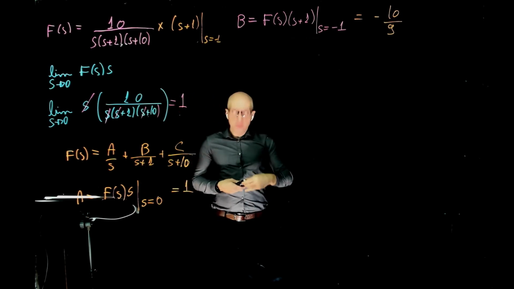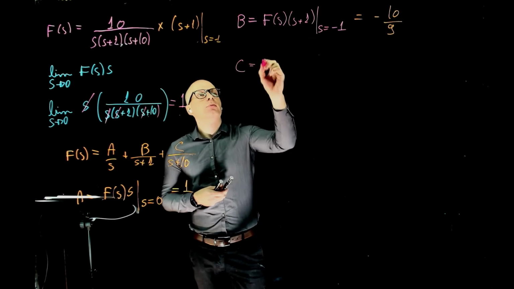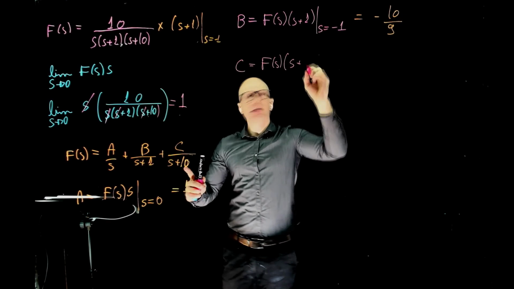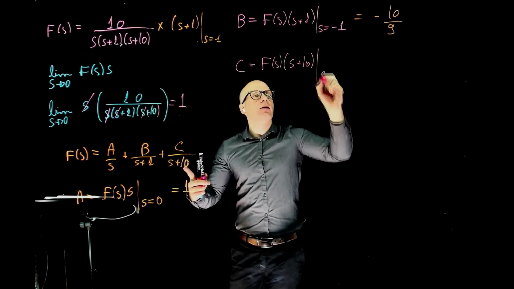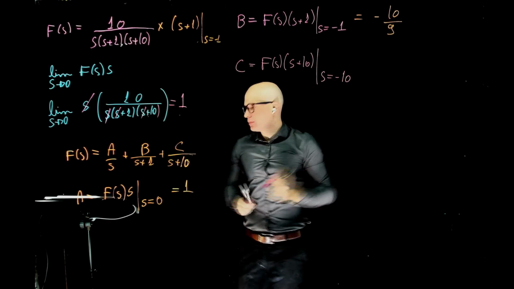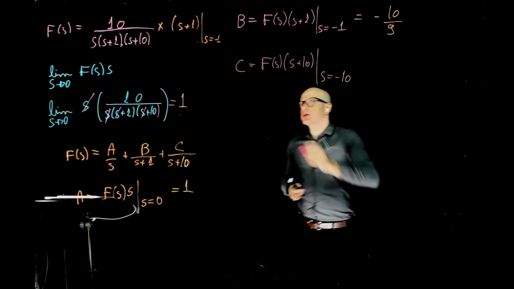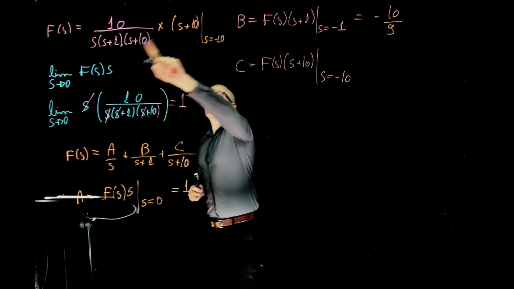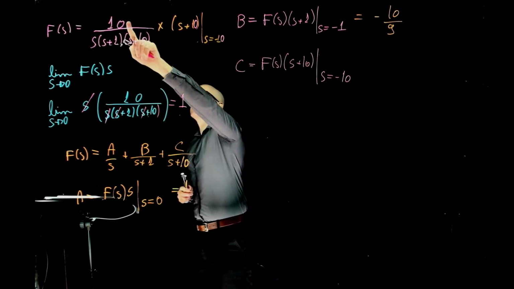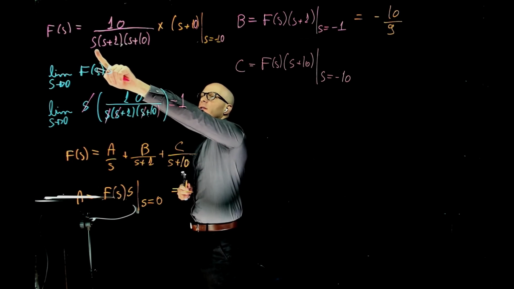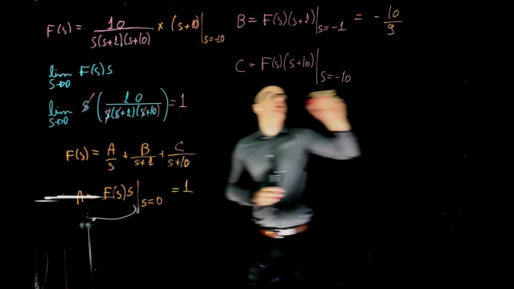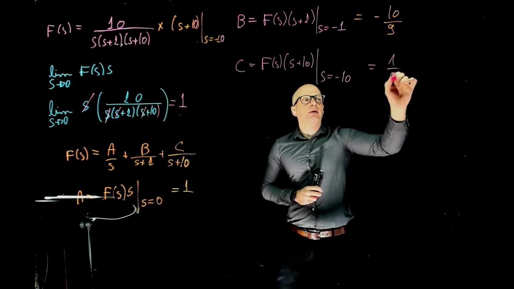And finally, C is F(s) multiplied by (s plus 10), making s tend to negative 10. Following the same procedure, we multiply by s plus 10 and make s negative 10. This (s plus 10) and that (s plus 10) cancel out. So 10 divided by negative 10 is negative 1. And here we have negative 9. So negative 9 times negative 1 is 1 over 9.